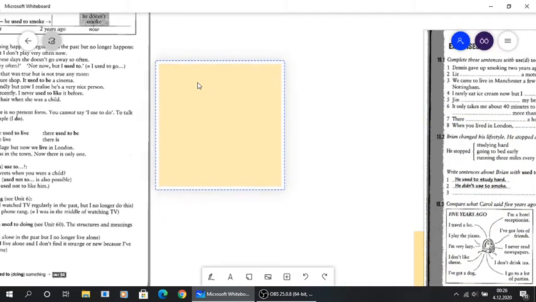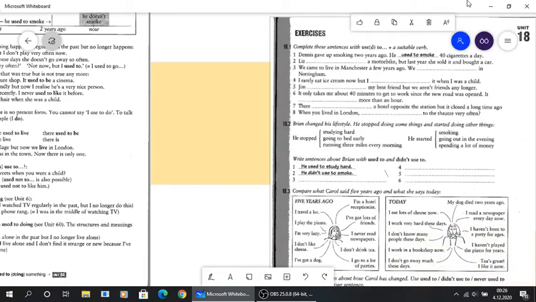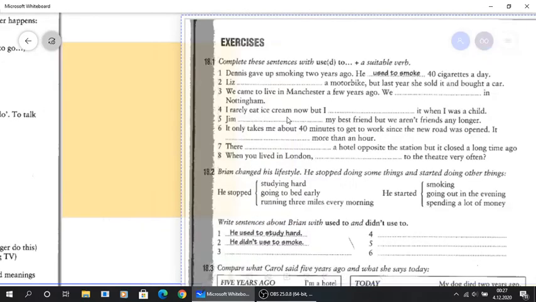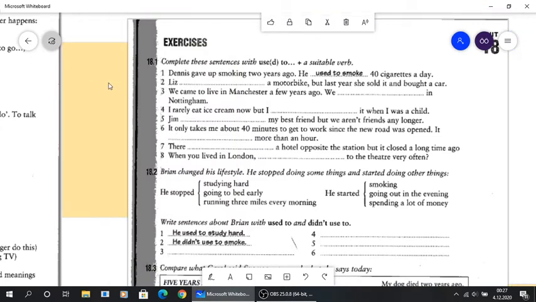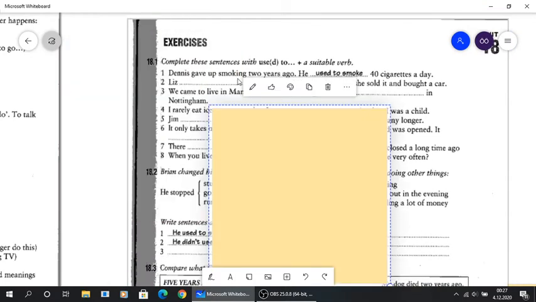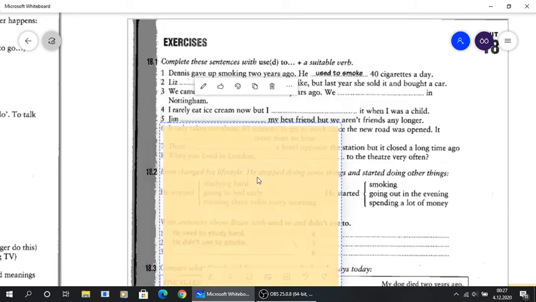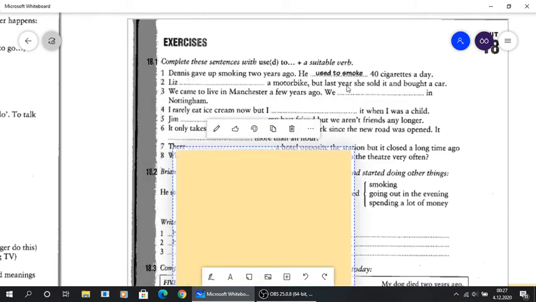And we can look at the exercise about used to. Complete these sentences with used to and a suitable verb. Look at here. For example, Deniz gave up smoking 2 years ago. He used to smoke 40 cigarettes a day. Liz a motorbike, but last year she sold it and bought a new car. Liz, what can she do?